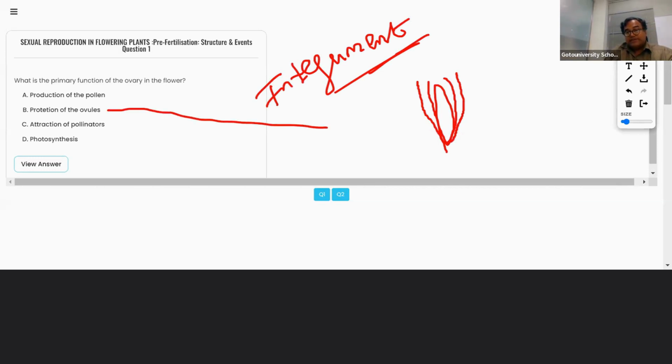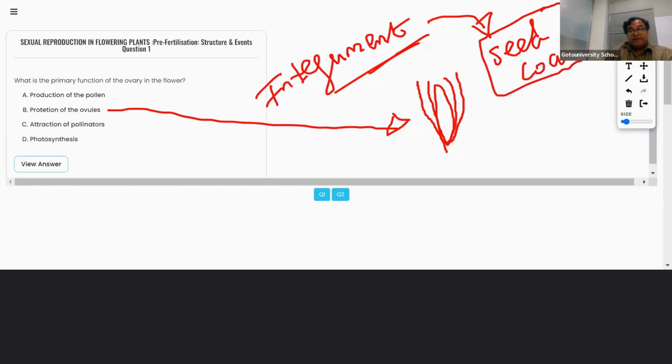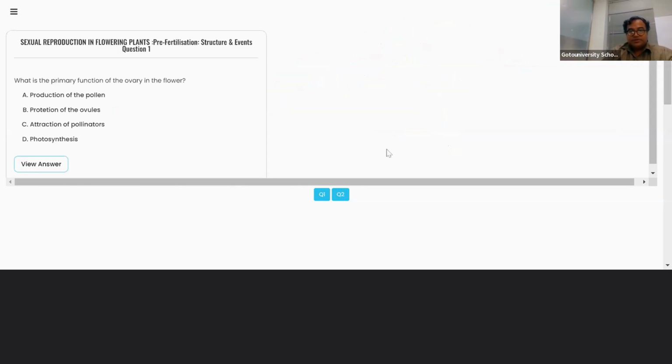So the ovule has two integuments, right? Now, after the fertilization process, these integuments are going to become the seed coat, which is going to decide the seed germination time period, so that the plant development period will be calculated, right? I think you understood this message. Now we'll go to the second question.